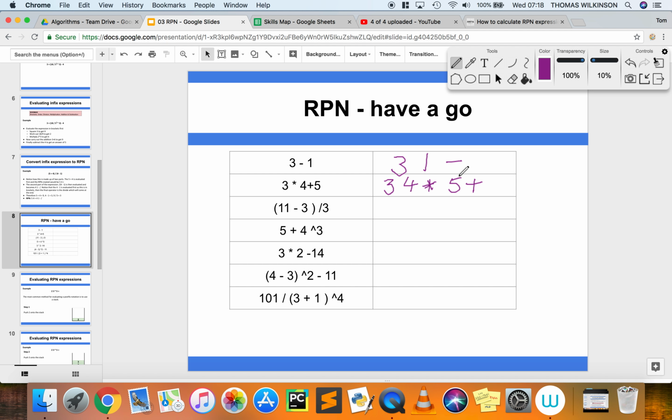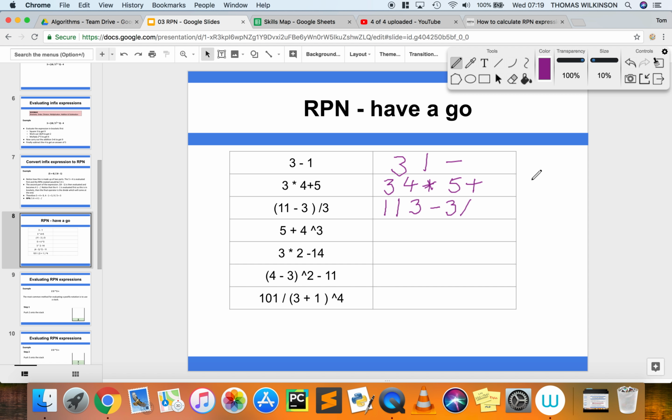With regards to the third one, we've had this made slightly easier for us in the sense that we've been given the bracket, so we know that's the area that we're definitely going to be executing first, and then we're going to divide the whole thing by 3. So we take the brackets out because reverse Polish notation doesn't use brackets. We're going to have 11, 3, minus, and then we're going to divide that all by 3. That's all to do with the fact that we are taking out those brackets, and we need to record the order of the execution of this particular equation.